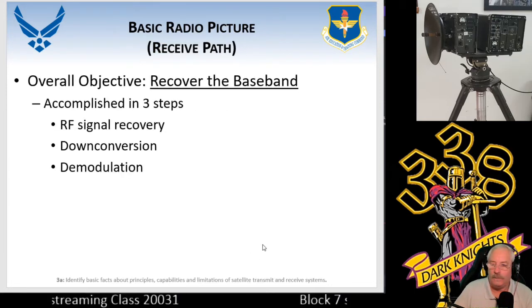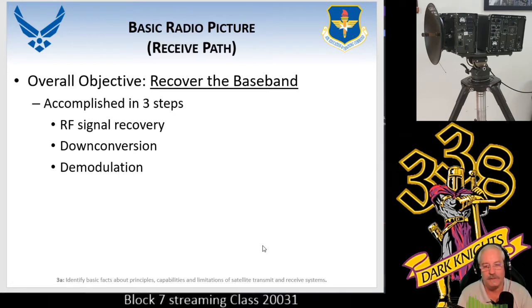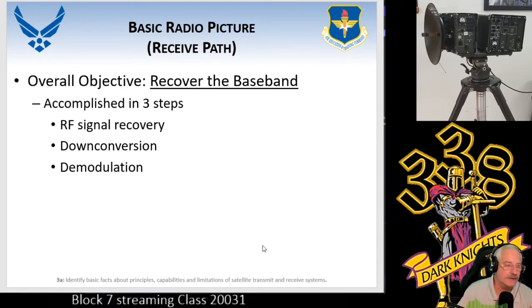Next up, we're going to reverse this. So if I get baseband to the distant end, it's got to do something called recover the baseband. So you've transmitted on one end, now you're going to receive it on the other. Recovering the baseband is done in 3 steps. If you look at this, it is pretty much the transmit except in reverse. We have RF signal recovery, down conversion and demodulation.